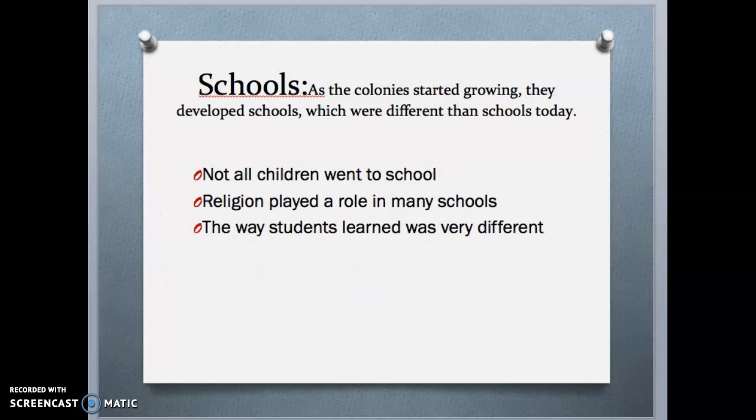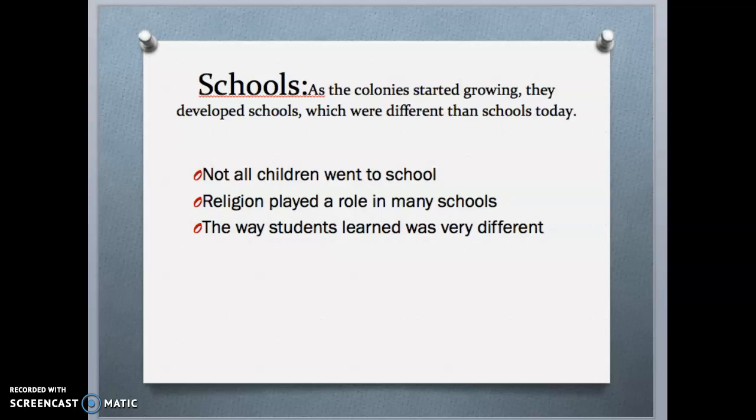So here's what my subtopics might look like. Not all children went to school. Religion played a role in many schools. And the way students learned was very different. So in my first paragraph, I'm going to talk about who went to school. In my second paragraph, I'm going to talk about religion in schools. And in my third paragraph, I'm going to talk about the way that schools were structured and what they learned.